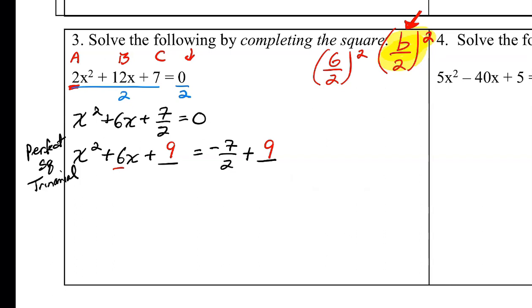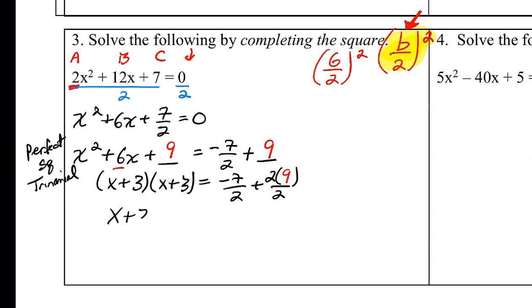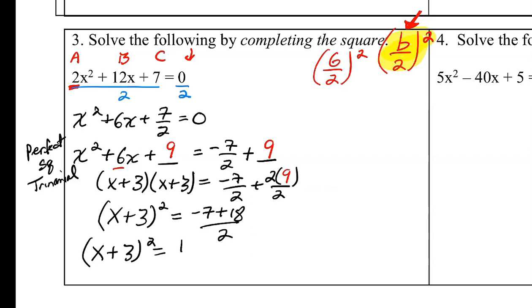That's why we chose to complete the square to make it a perfect square trinomial. So we can write it as x plus 3 times x plus 3. And that equals negative 7 over 2 plus, to be able to add these, we need a denominator of 2. We had a 9 there. If we want a denominator of 2, we multiply the top and bottom by 2. So we get x plus 3 squared. We have two identical factors equals negative 7 plus 18 over 2, which would be 11 over 2. So we get x plus 3 squared equals 11 over 2.